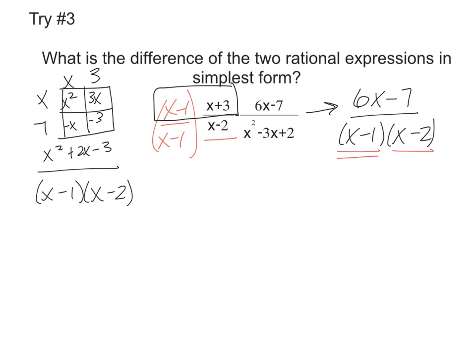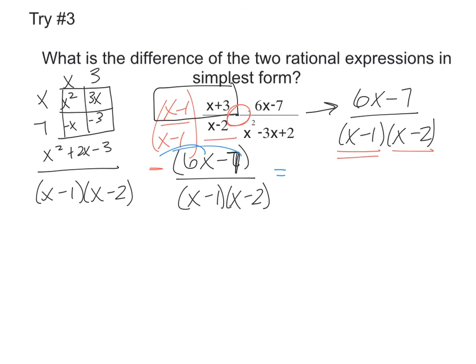Okay, don't forget this is a subtraction problem, so we're going to put minus in the middle. And then the numerator is still 6x minus 7. However, I should put that in parentheses because we're distributing. And it's still x minus 1 and x minus 2. All right, so I need to still go ahead and distribute the negative. So our numerator is going to be x squared plus 2x minus 3 minus 6x plus 7, and then x minus 1 and x minus 2.